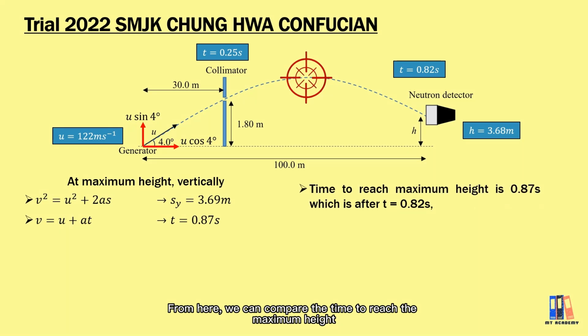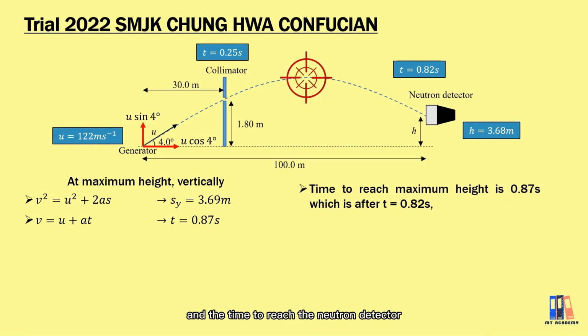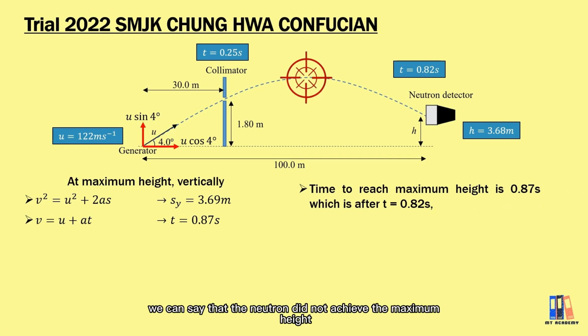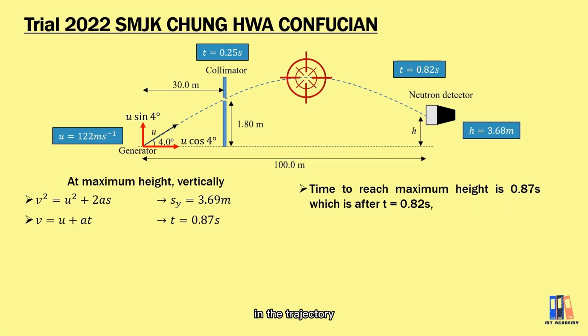So from here, we can compare the time to reach the maximum height and the time to reach the neutron detector. The time to reach the neutron detector is 0.82 seconds, which is before the time to reach the maximum height. So we can say that the neutron did not achieve the maximum height in the trajectory.